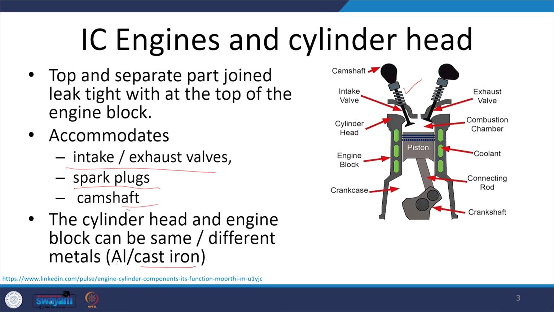Usually, sometimes we have a cast iron engine block and an aluminum cylinder head, and because of the difference in thermal expansion coefficients, from 10 to 12 for cast iron and 18 to 22 for aluminum, this large difference results in differential expansion and contraction, which in turn promotes a thermal fatigue kind of situation.